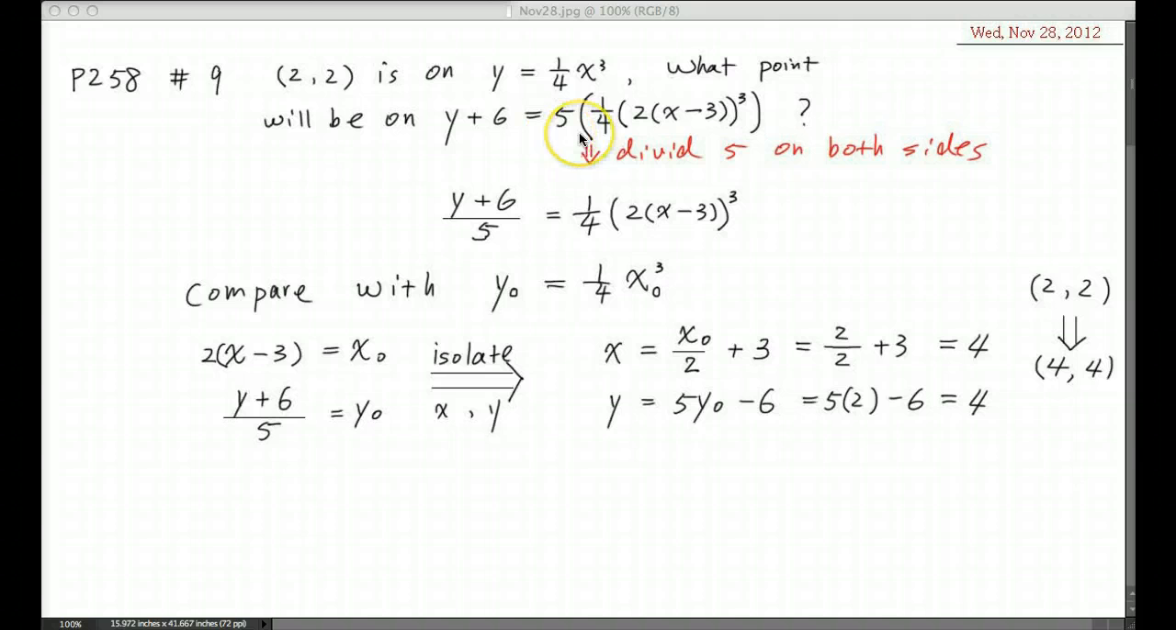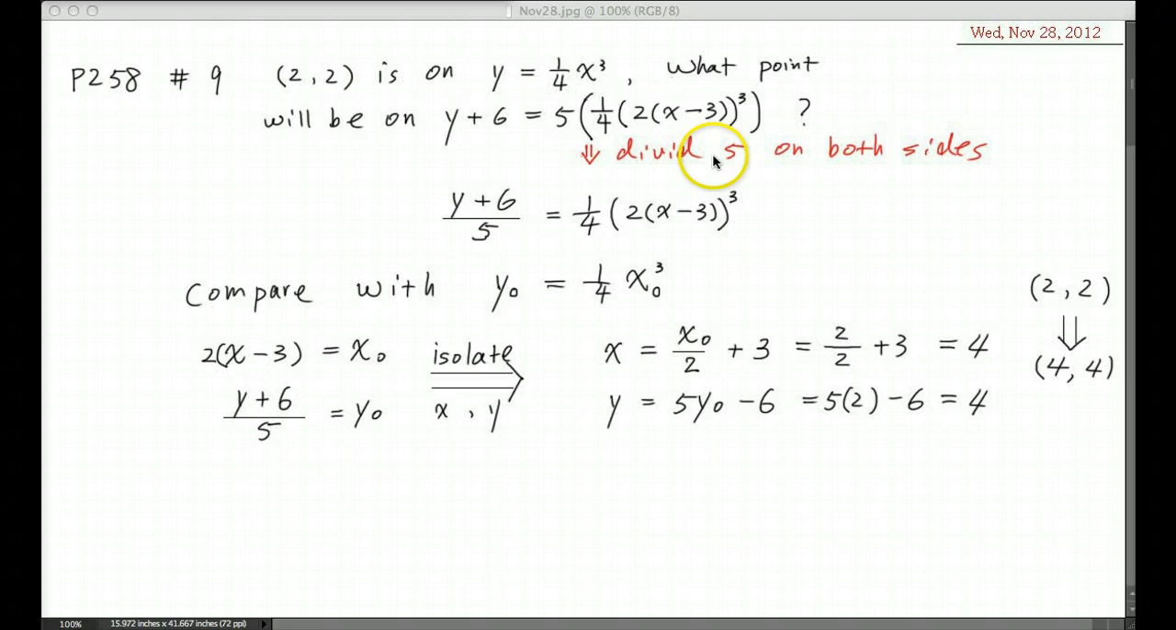I divide by 5 on both sides of this given transformed function. So I turn this one into (y plus 6) over 5, right? Because I divide by 5. And then the 5 is gone on the right side, so I can take away the outermost bracket. So it becomes 1 over 4, and then the bracket 2 multiplied by (x minus 3), then cubed is outside.